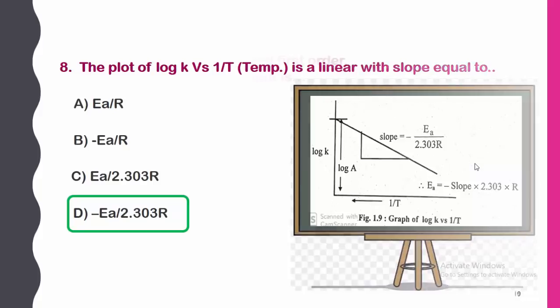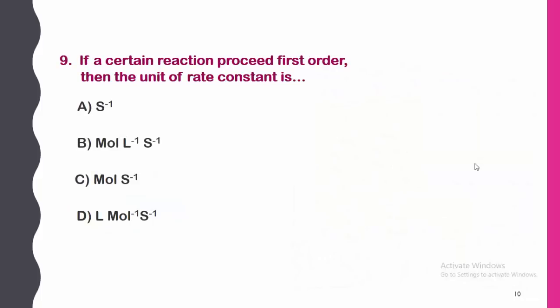Okay, let me go to the next question. If a certain reaction proceeds as a first order reaction, then the unit of rate constant is: option A, per second; option B, mole per liter per second; option C, mole per second; option D, liter per mole per second. Very simple. This reaction follows first order, so we just have to know the unit of the rate constant of a first order reaction. The right answer is option A, per second.